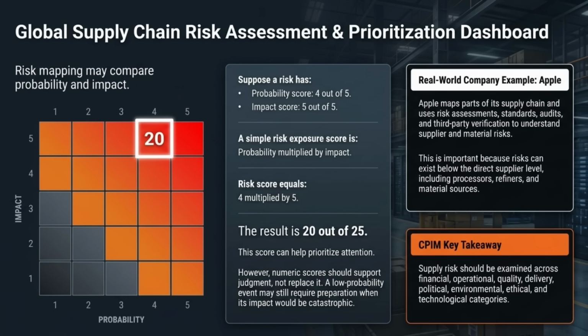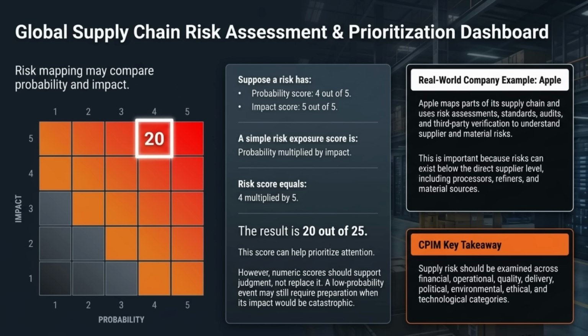Suppose a risk has a probability score of 4 out of 5, an impact score of 5 out of 5. A simple risk exposure score is probability multiplied by impact. Risk score equals 4 multiplied by 5. The result is 20 out of 25. This score can help prioritize attention.